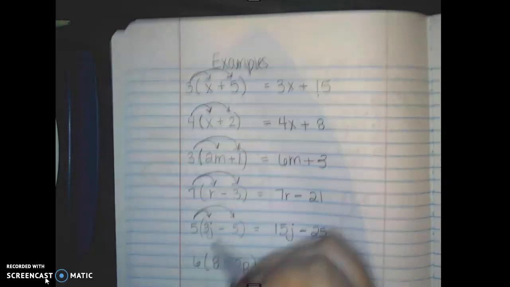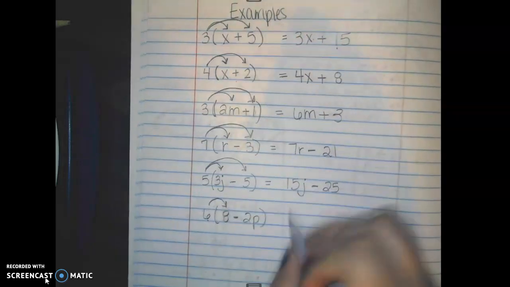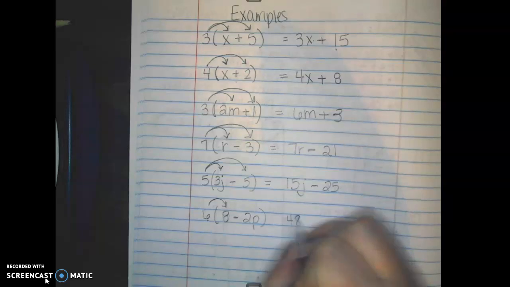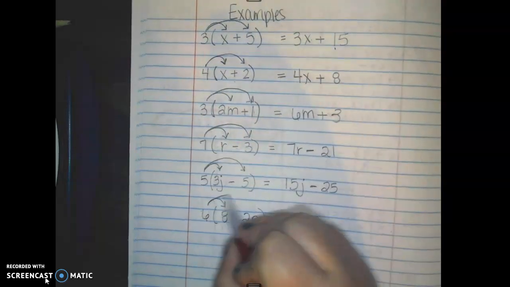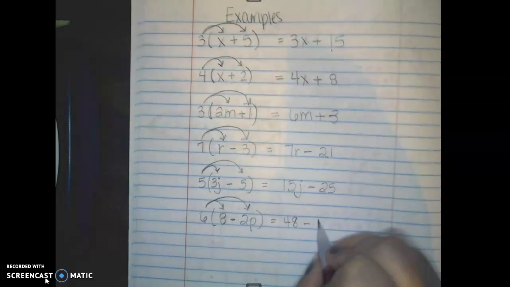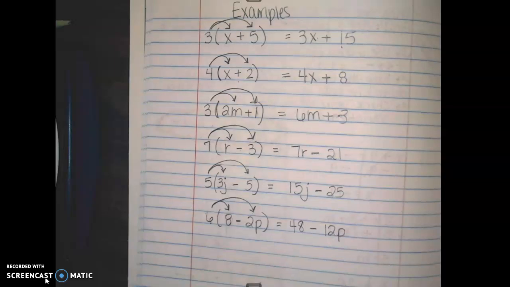Okay, same exact thing. I'm going to distribute that 6 to the 8. So 6 times 8 is 48. Bring my subtraction. 6 times 2p is 12p. So it doesn't always have to have my variable first. Sometimes my variable can be the second one.